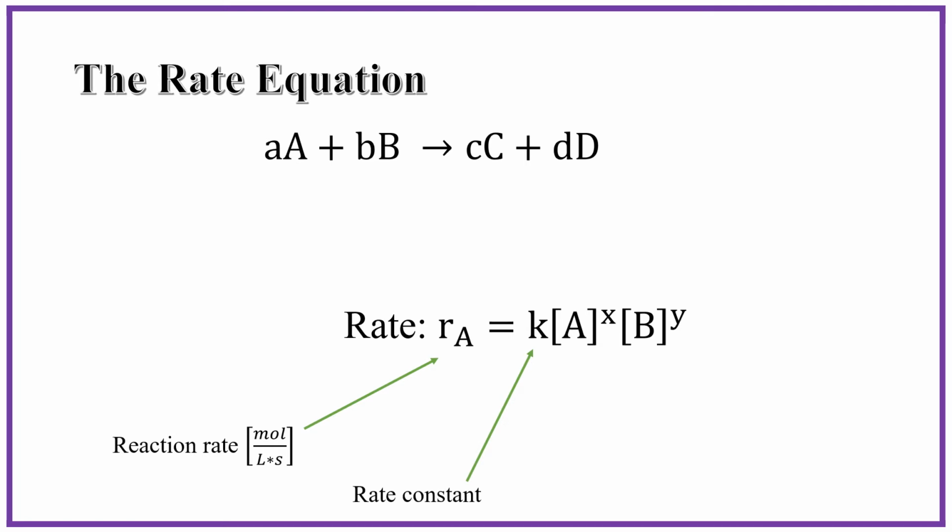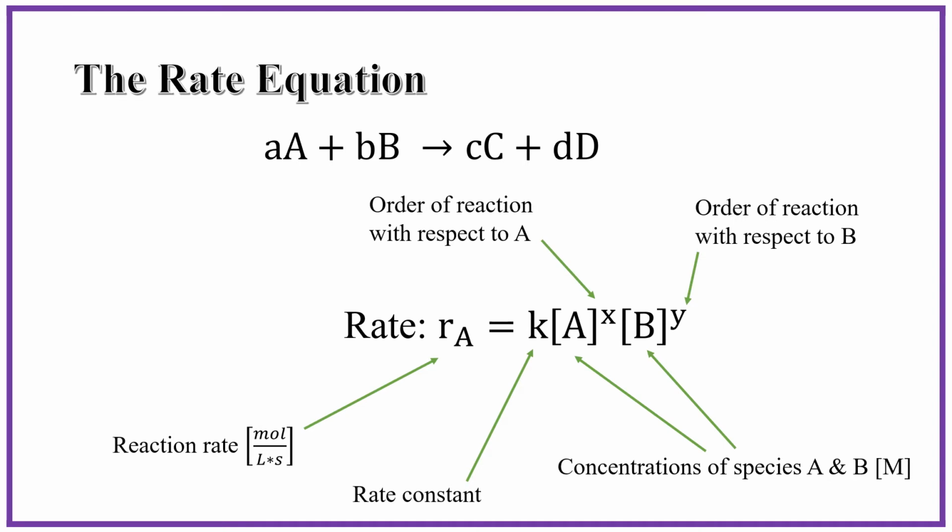Calculation of this constant is a bit too advanced for this video, but eventually you'll learn how to calculate it using the Arrhenius equation. We will solve for it algebraically in a later example. A and B in brackets are the concentrations of components A and B respectively. X and Y, the exponents of A and B, are called the order of the reaction with respect to each component. The overall order of the reaction is equal to X plus Y.